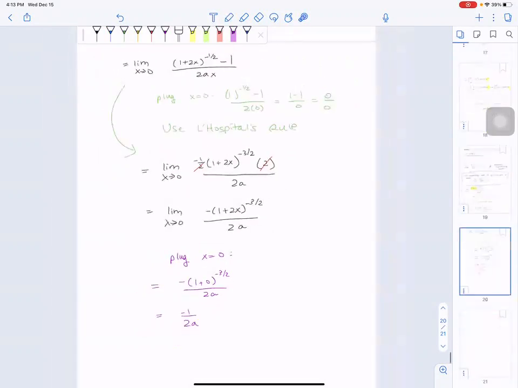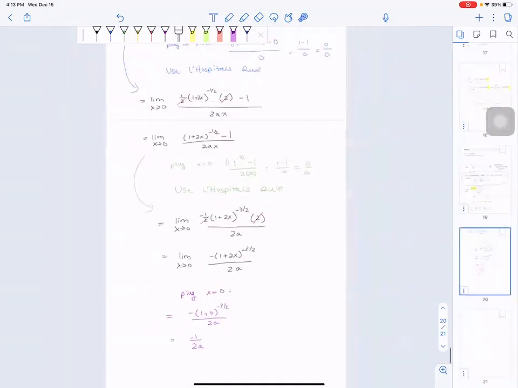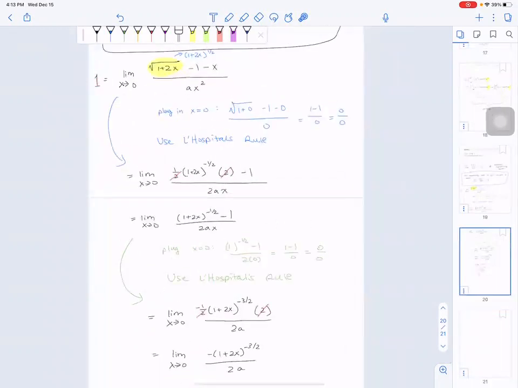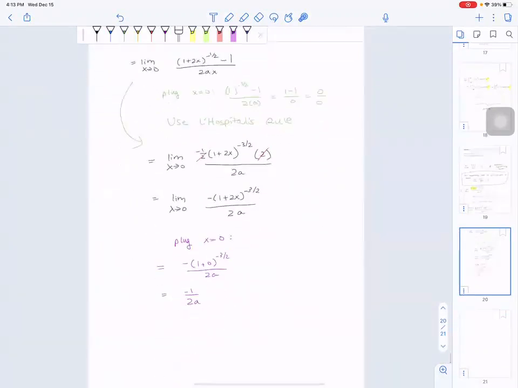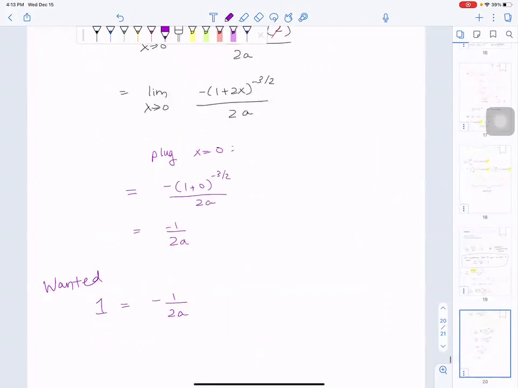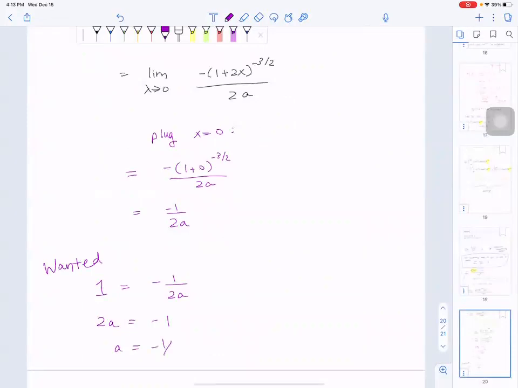Okay, so after all of that, remember what our original goal was. We were trying to set 1 equal to this limit. It turned out that this limit equals -1 over 2a. So what had we originally wanted? We wanted 1 to equal what we just found the limit is. And now we solve for a. You multiply both sides by 2a, divide by 2. So you get that a is -1/2. And that's your answer for a.